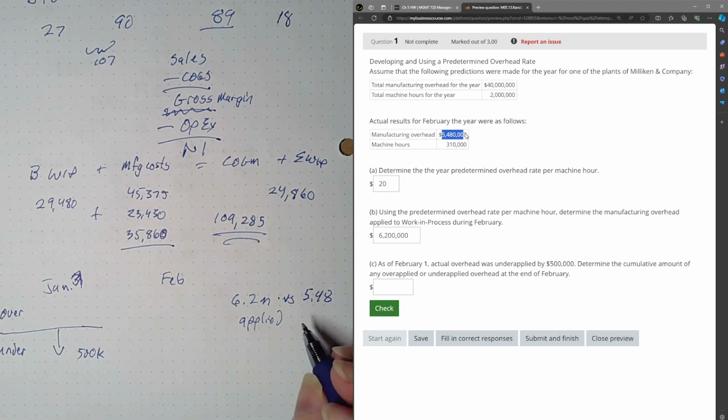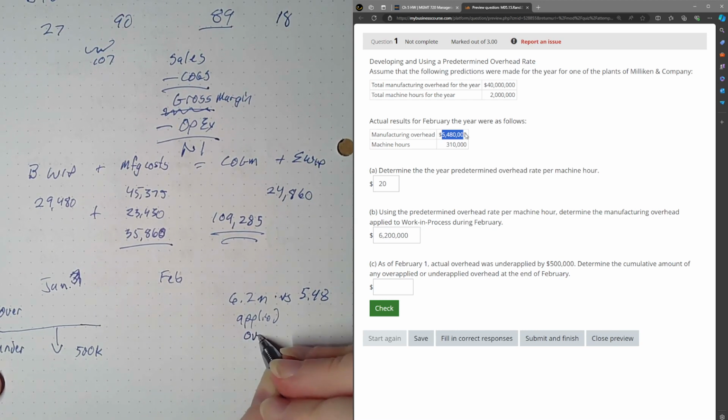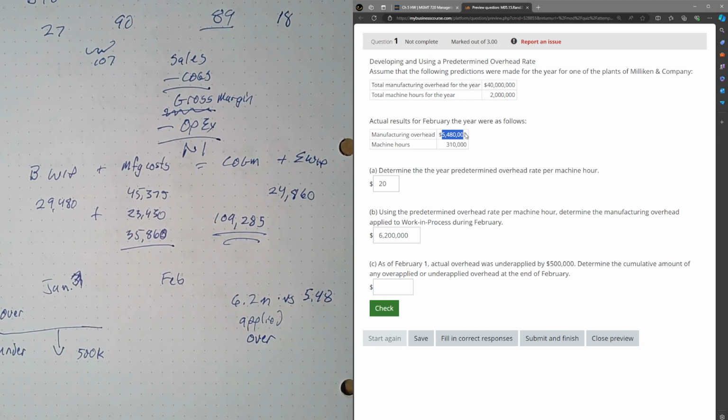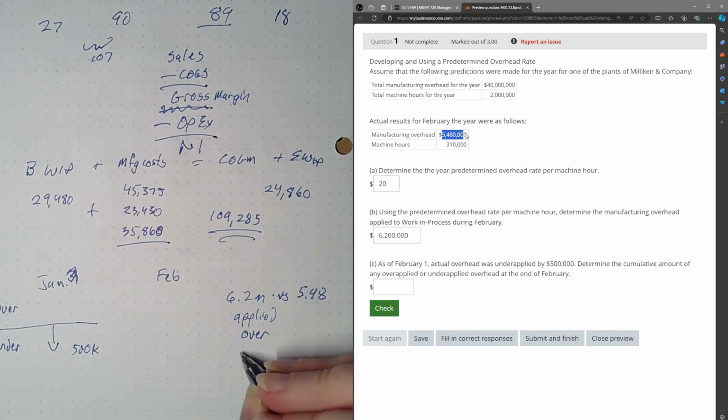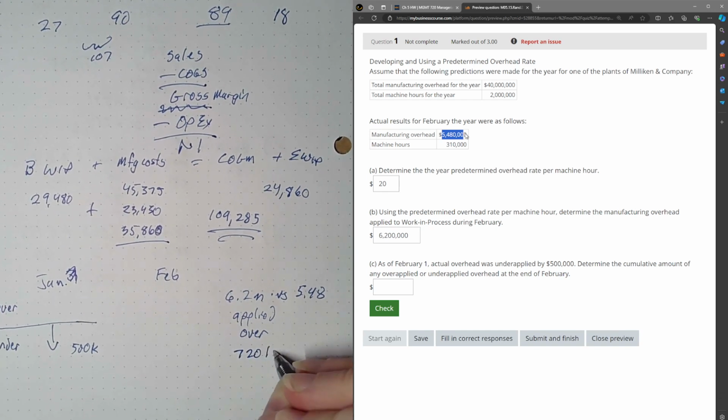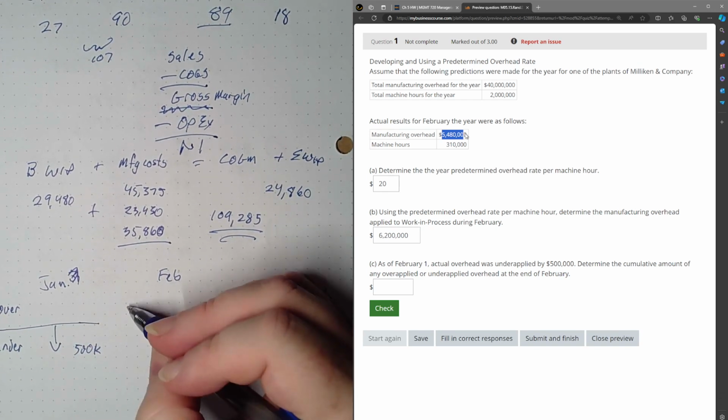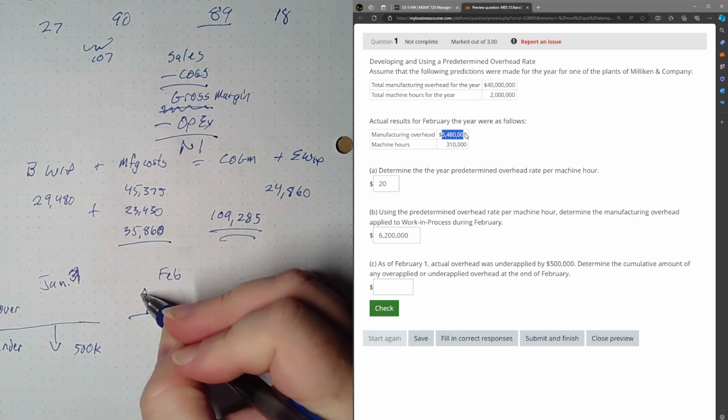So is it over or under applied? Well, it's definitely over applied. By how much? Well, we subtract 6.2 minus the 5.28. So 6.2, or let's say 6,200,000, minus 5,480,000 equals, it's over applied by 720,000. So for February, it is 720 over.